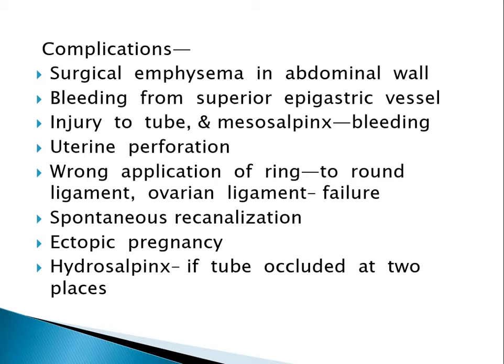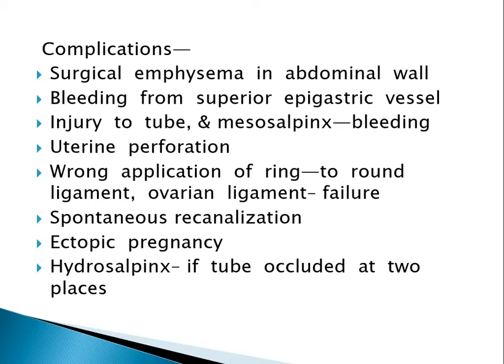Uterine perforation, I told you, can occur if the uterus is large, if you are doing an MTP, termination of pregnancy, for a more advanced pregnancy, and the uterus is large and soft, it can get injured. Then there is wrong application of the ring. You may apply it and not see that it is not a fallopian tube. See, always recognize the fallopian tube. How do you recognize it? You always see the fimbrial end of the tube and recognize it. Make sure it is the fallopian tube by seeing the fimbrial end, because the fimbrial end is not present on the round ligament or ovarian ligament. It is present only on the fallopian tube.